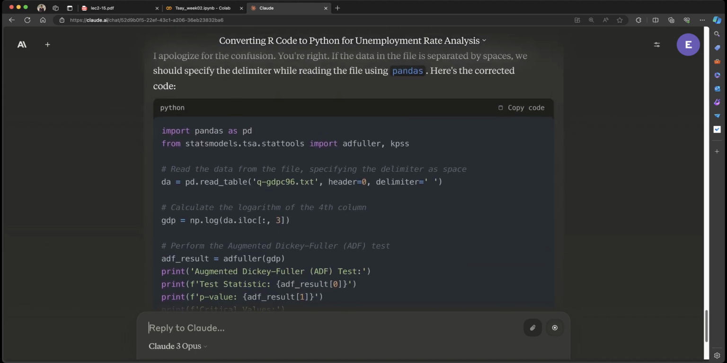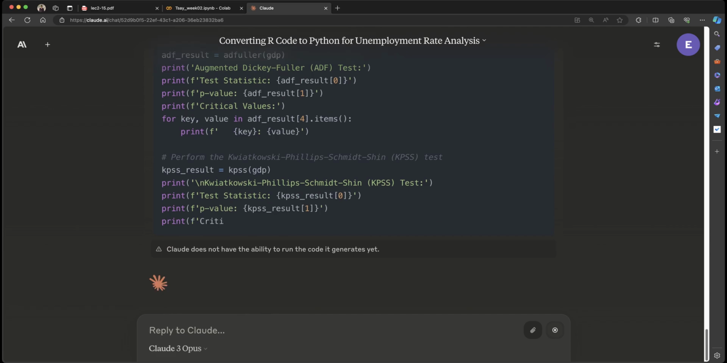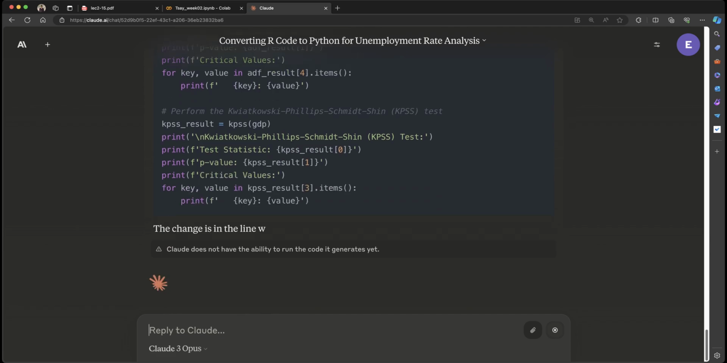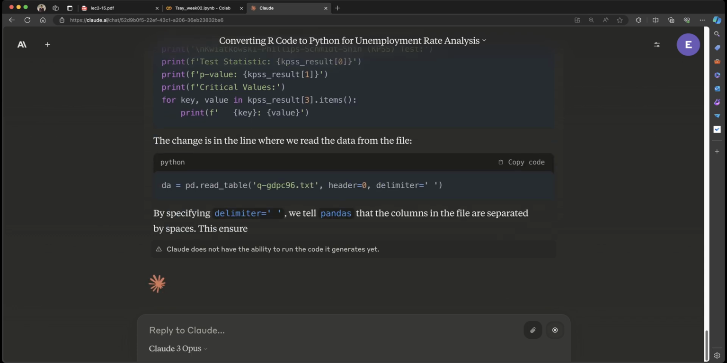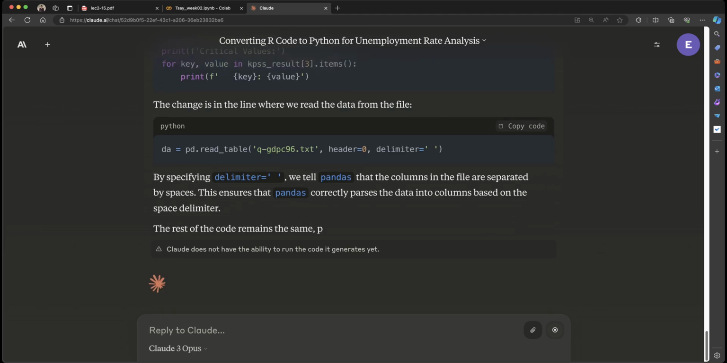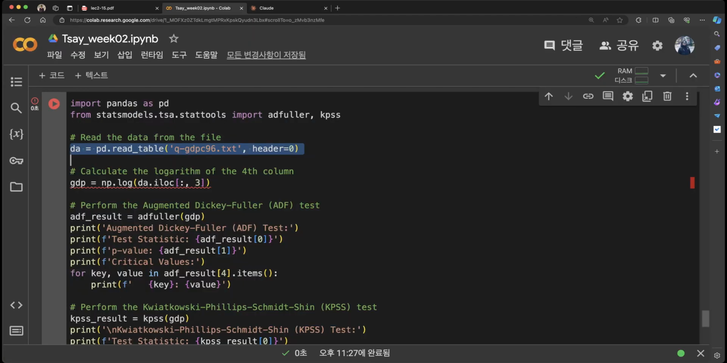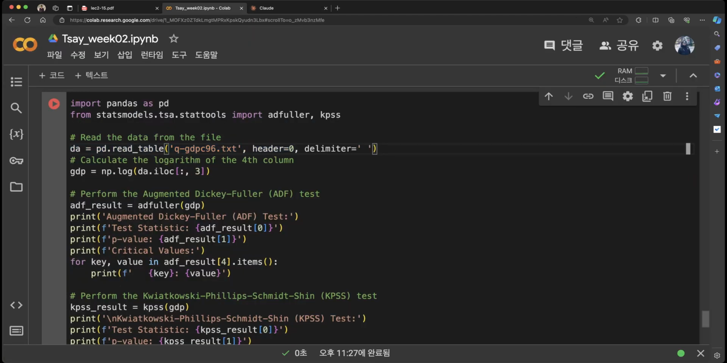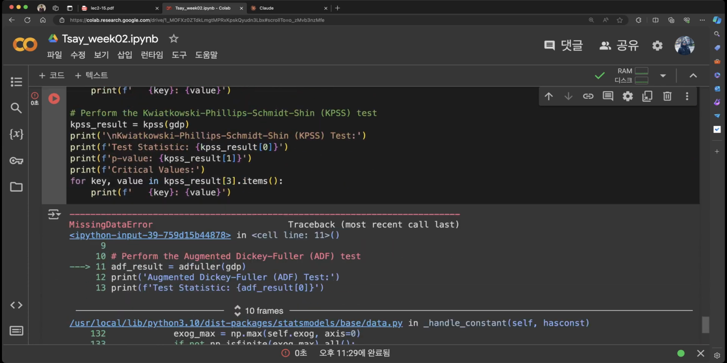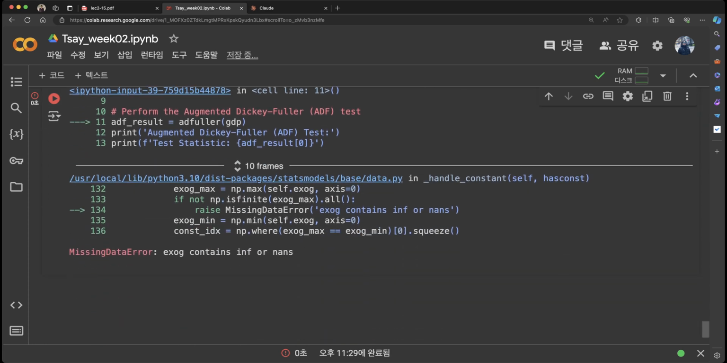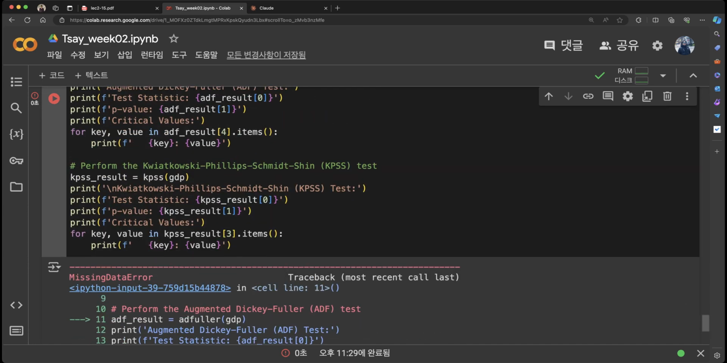Okay, amazing. It does everything again. Delimiter. Okay, we actually only did this part. Then if we run it, huh? Still it is wrong. Hmm.